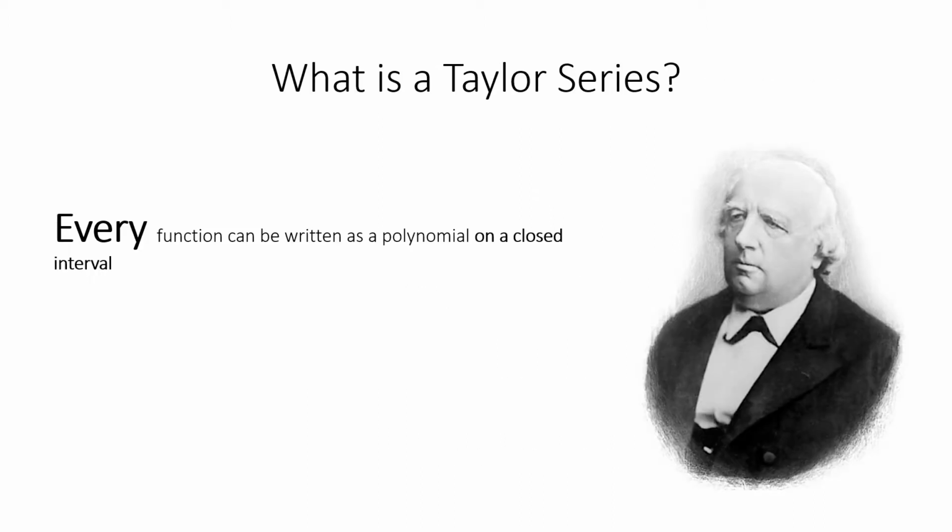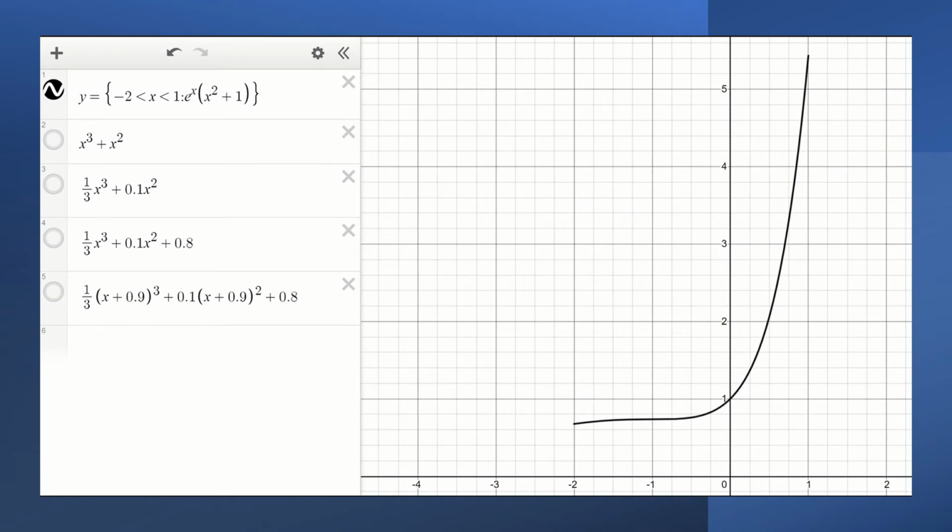To begin to wrap your head around what a Taylor series is, I want you to first consider this fact: every continuous function can be approximated by a polynomial on a closed interval. This is known as the Weierstrass approximation theorem. In Desmos, I devised a demonstration of this fact. Here I have e^x times (x^2 + 1) graphed on the interval from -2 to 1, and we're going to try to approximate that with a polynomial.